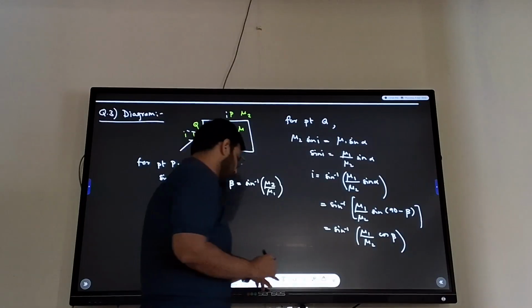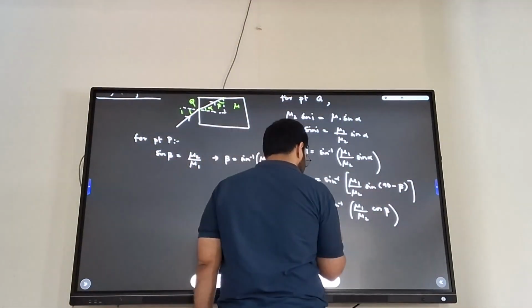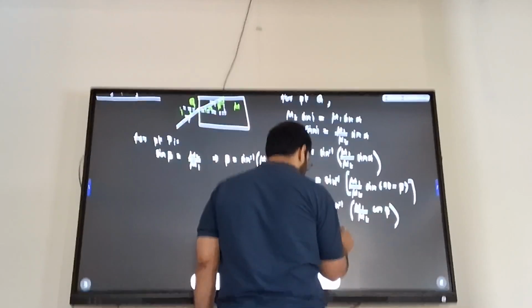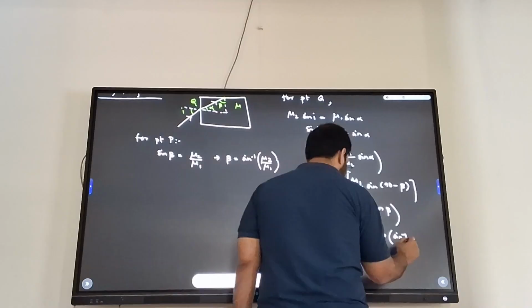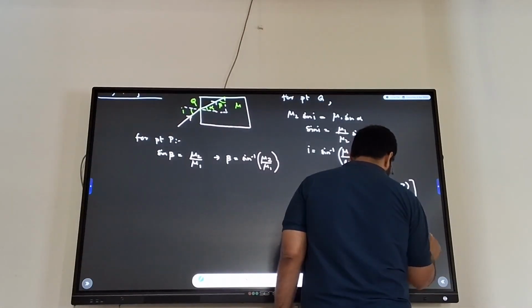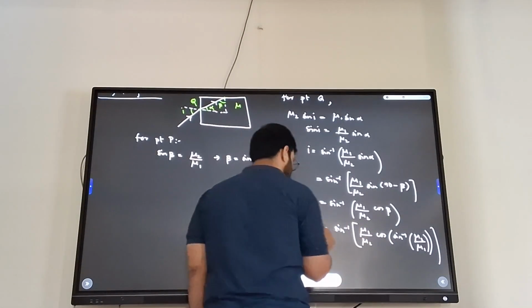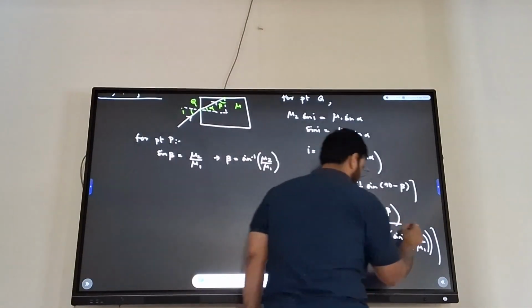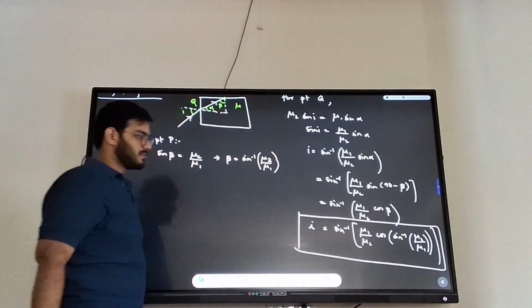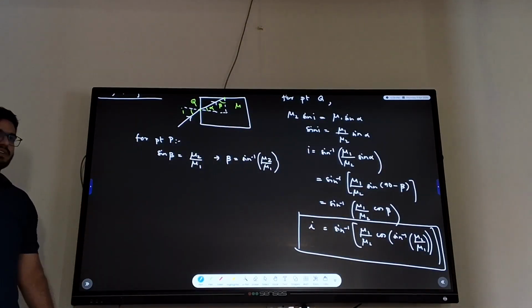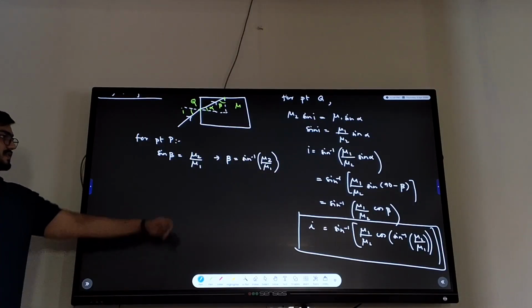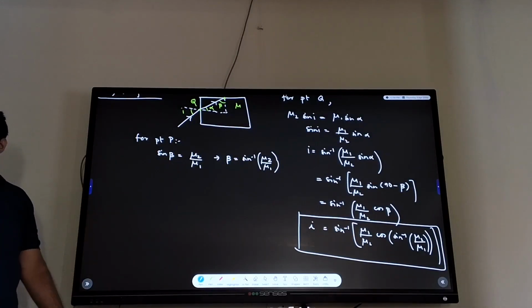Sine inverse mu2 by mu1. And now I am done. It's very simple. Sine inverse of mu1 by mu2 cos of sine inverse of mu2 by mu1. This is my I. The options may look very hideous, but the process is fairly simple actually. Just apply Snell's law at one point, apply the TIR condition at the other point, and then use the property of triangle. And everything is done.